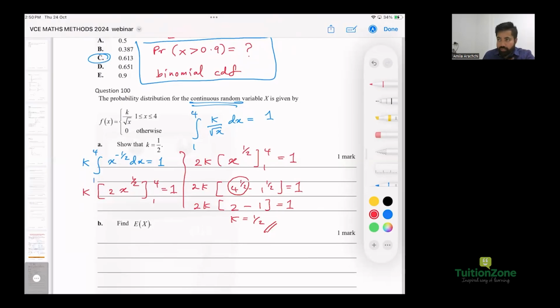Now find the E of x. So start with me. How do you find the E of x in continuous probability? What's the method? You do the integral and then multiply it by the x. Perfect. The same interval, isn't it? So we just simply do 1 to 4. We know the k value now, so half x times 1 over root x, then dx. Yep, work it out.